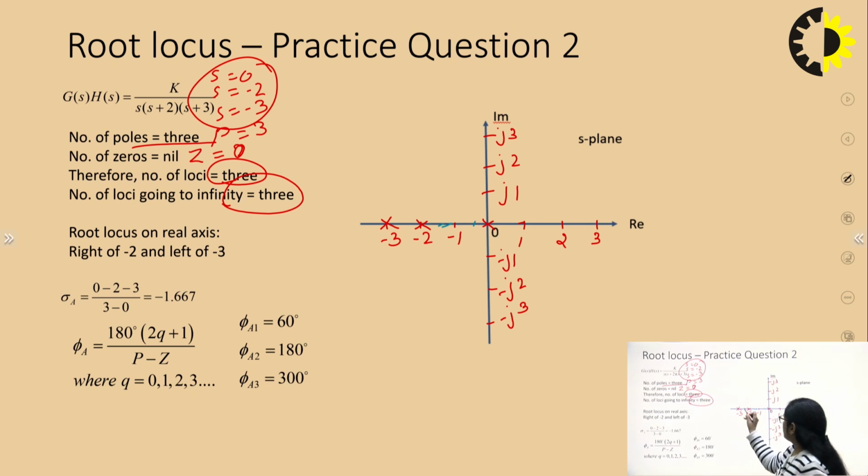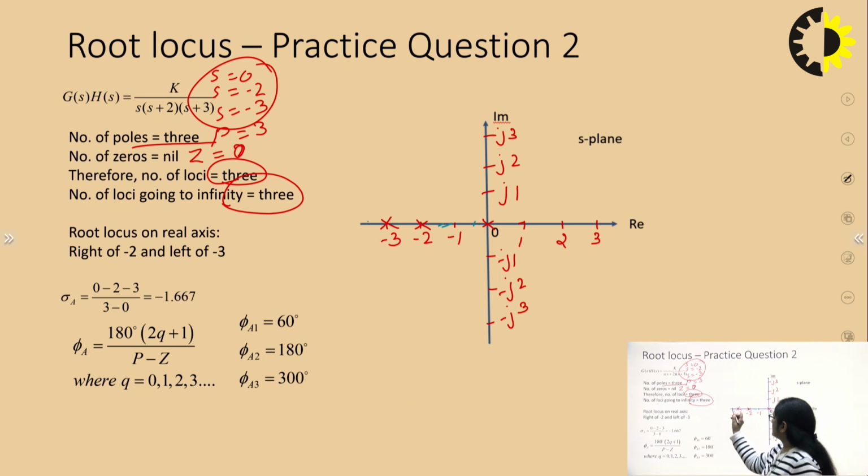Now, the same thing when I look from the left side of -2. I find that the sum of poles and zeros, that is, one is at 0, that is origin, and one is at -2. Therefore, the sum becomes 2. Therefore, the part of real axis between -3 and -2 is not part of root locus.